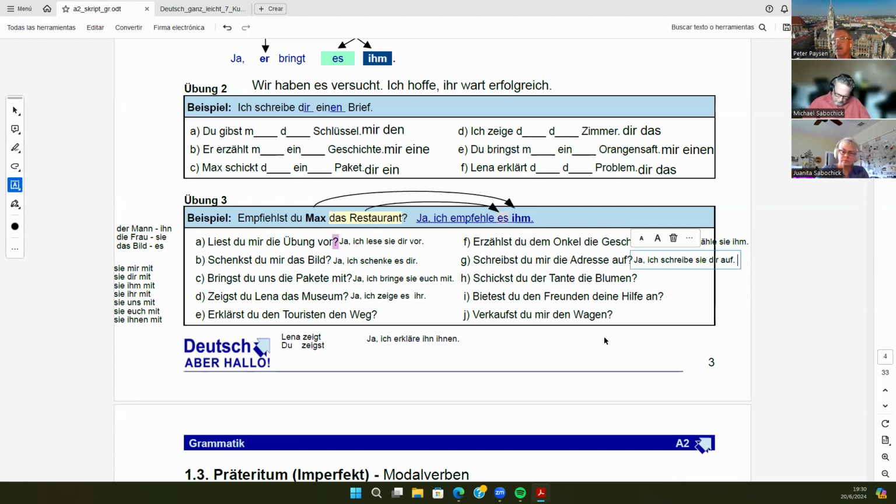So if Juanita and I talk about her latest dish that she made, then I would say, schreibst du mir das Rezept auf? So I want her to actually write it down for me and then send it to me or hand it over to me. So I now have it written, which means now I can copy it. And so this is aufschreiben.